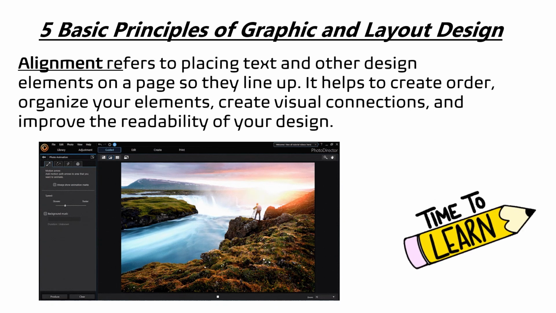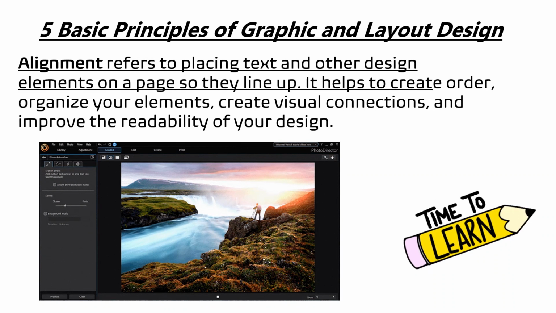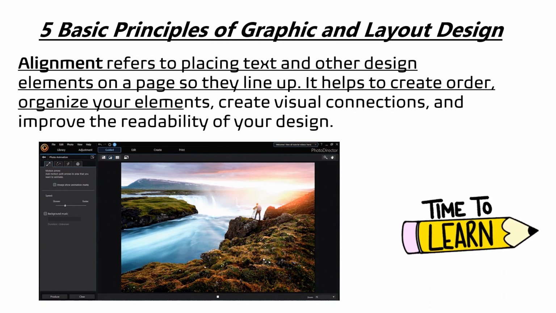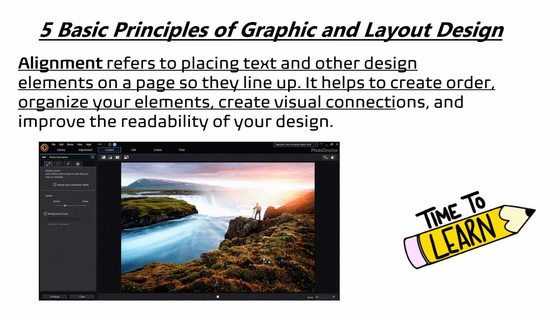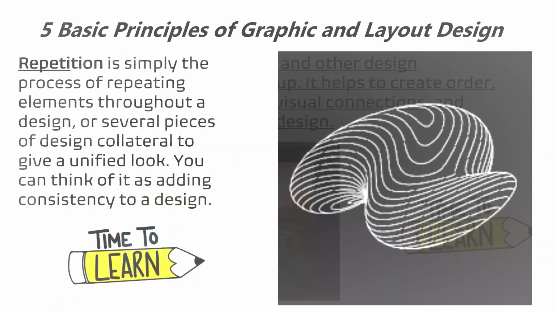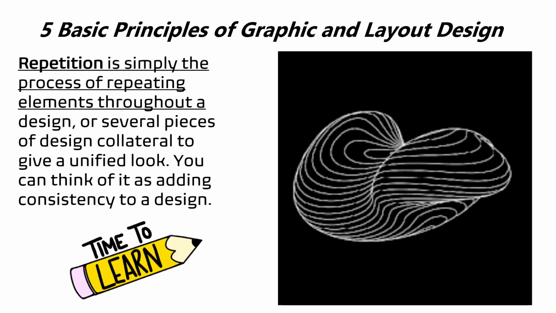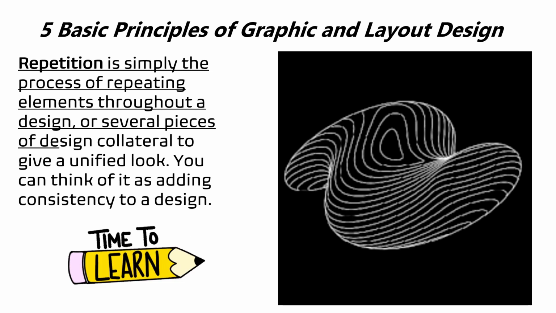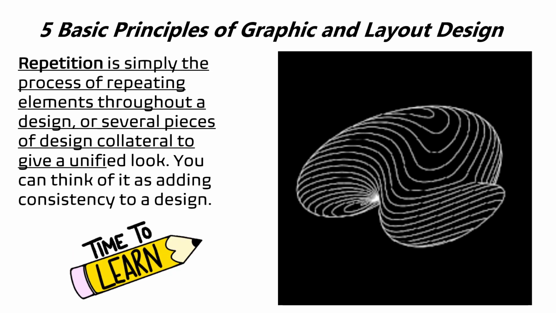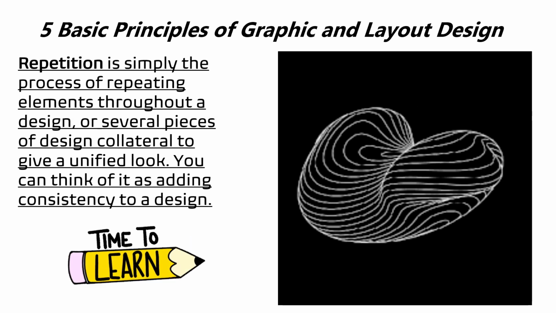Alignment refers to a placing of text and other design elements on a page so they line up. It helps to create order, organize elements, create visual connections, and improve the readability of your design. Repetition is simply the process of repeating elements throughout a design or several pieces of design collateral to give a unified look. You can think of it as adding consistency to a design.